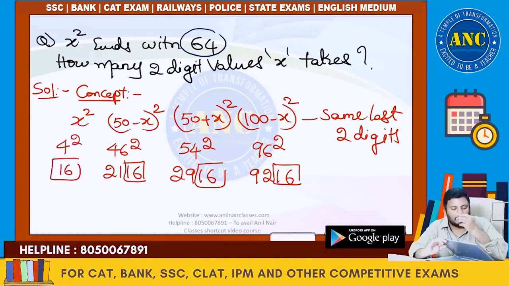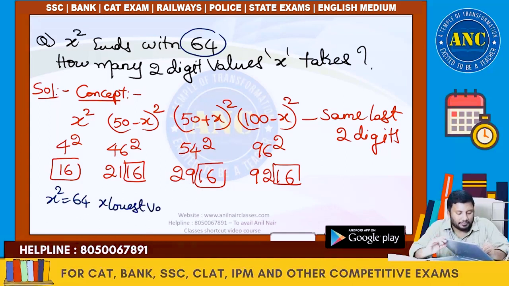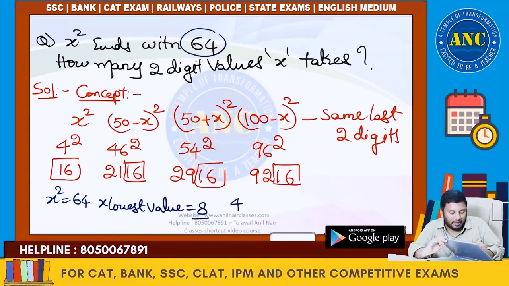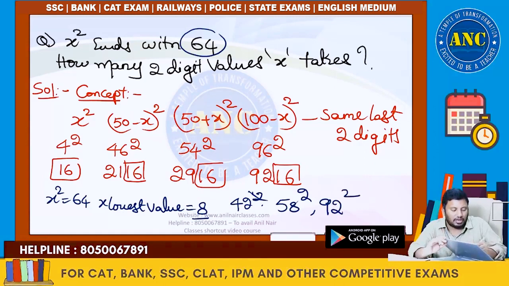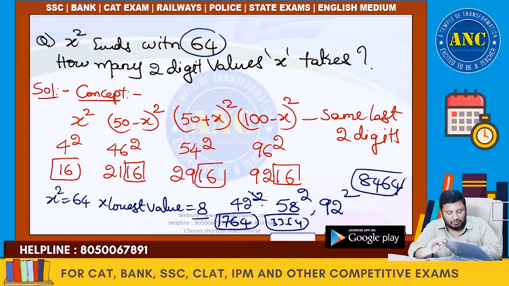x square ends with 64. The lowest value of x is 8. So 50 minus 8, 42 square. 50 plus 8, 58 square. 100 minus 8, 92 square. 42 square is 1764. 58 square is 3364. 92 square is 8464.